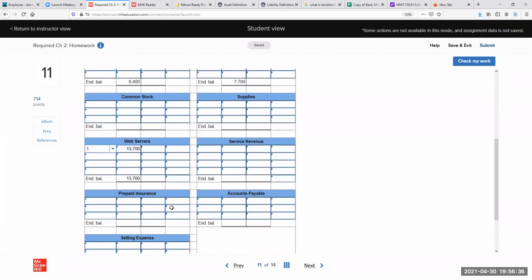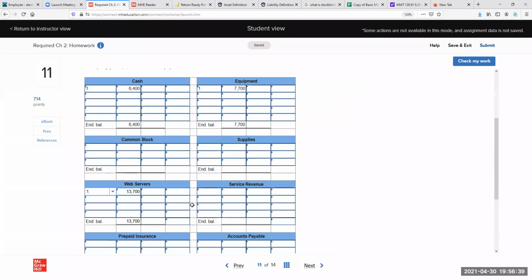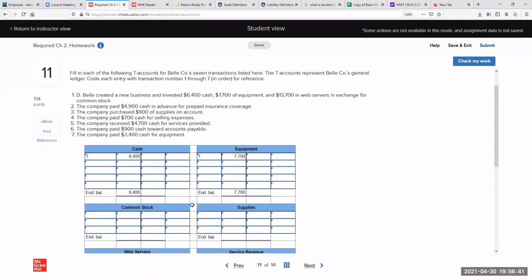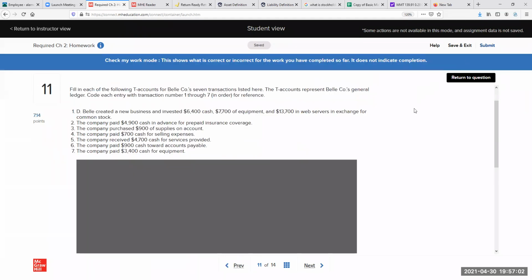Okay, in exchange for what? What'd you get? The common stock. So how much does that add up to? 6,400 plus 7,700 plus 13,700 is 27,800. I hope I added right. Now this is crazy. A minute ago they had the date on the inside. Now they got it on the outside. All right, fine. How do we do?